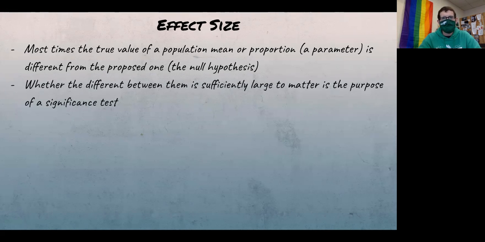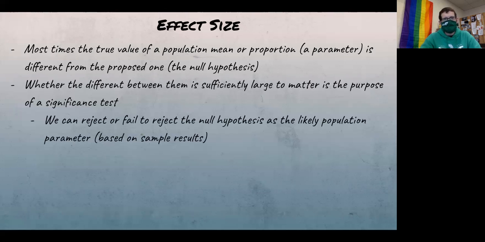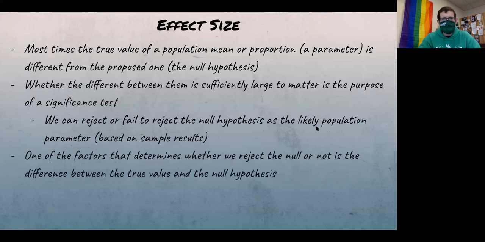Whether the difference between them is sufficiently large to matter is the purpose of a significance test. So we can reject or fail to reject the null hypothesis as the likely population parameter based on those sample results. And one of the factors that determines whether we reject the null or not is the difference between the true value and the null hypothesis. So where is the actual value? Where is the hypothesized value? If the difference between those two values is really small, we're unlikely to reject the null. If it's really big, we're more likely to reject the null. So just conceptually, that makes sense.